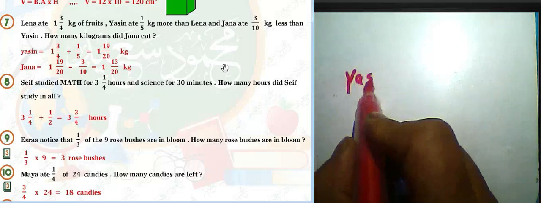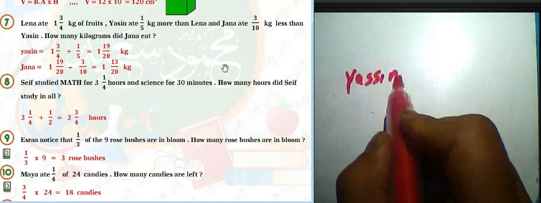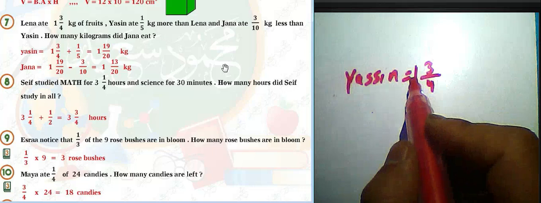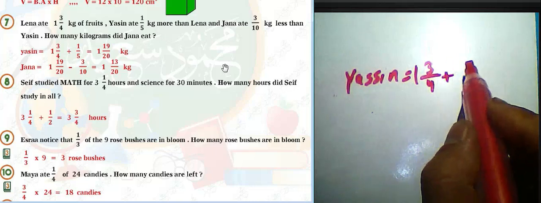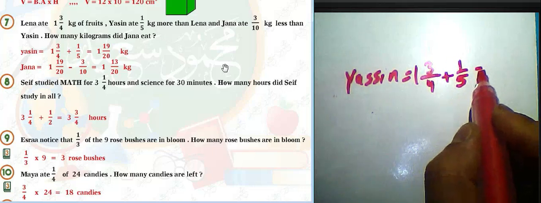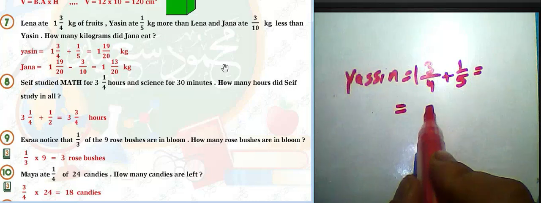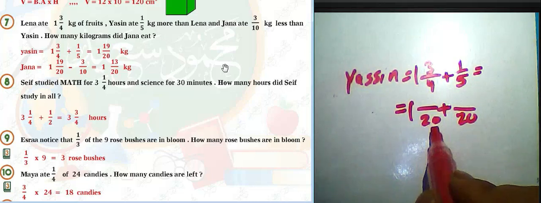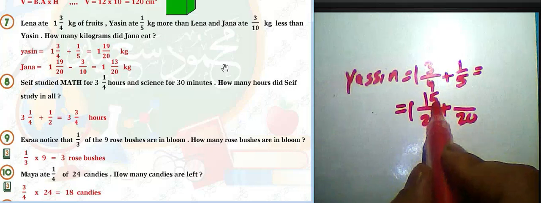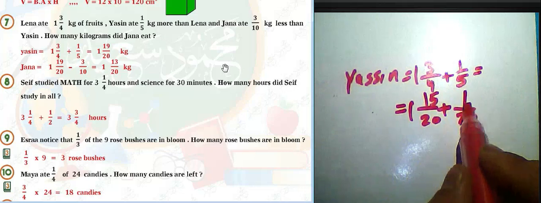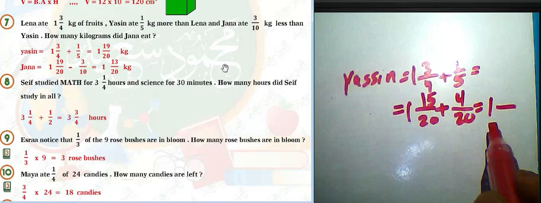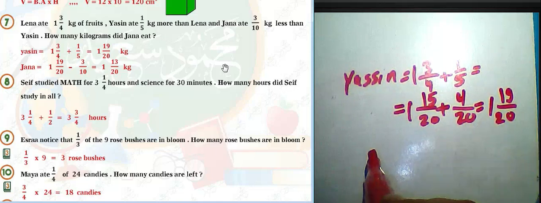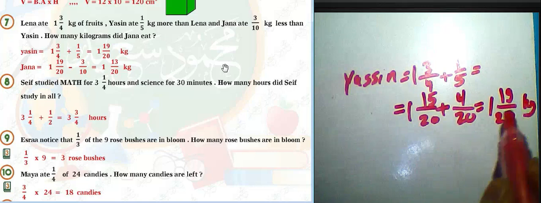Yasin first. Yasin ate 1 and 3 over 4 kilograms of fruit plus 1 over 5 kilogram. You can write the least common multiple equal 20. 4 times 5 equals 20, 3 times 5 equals 15, 4 times 5 equals 20, 1 times 4 equals 4. Write 1 here, 4 plus 15 equals 19, 19 over 20 kilogram.